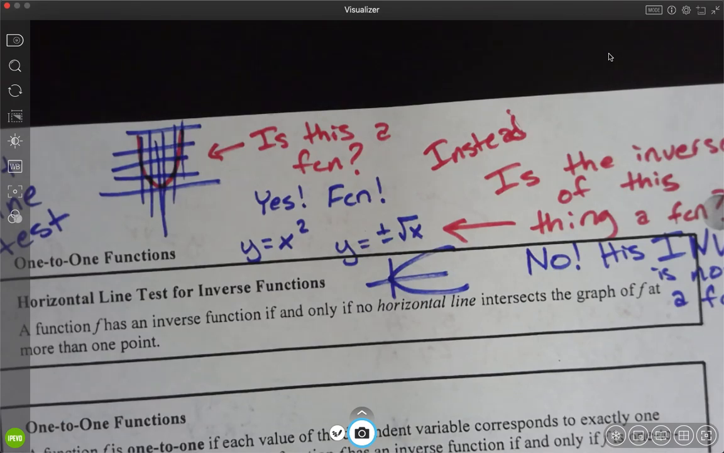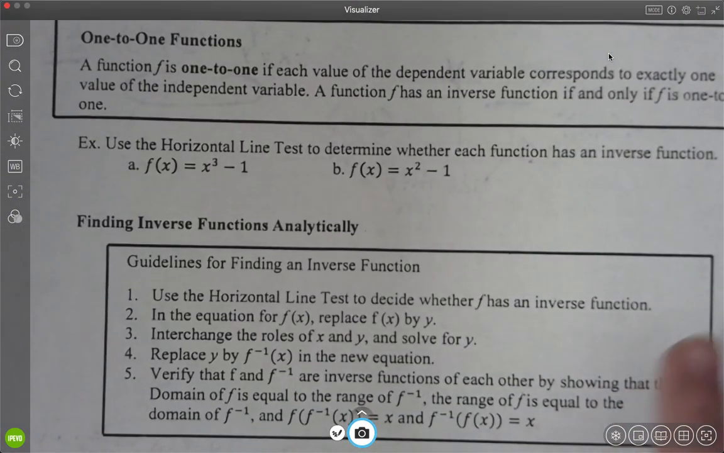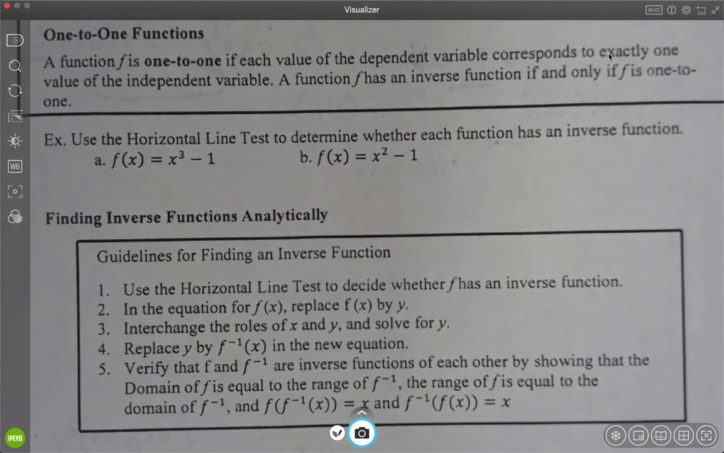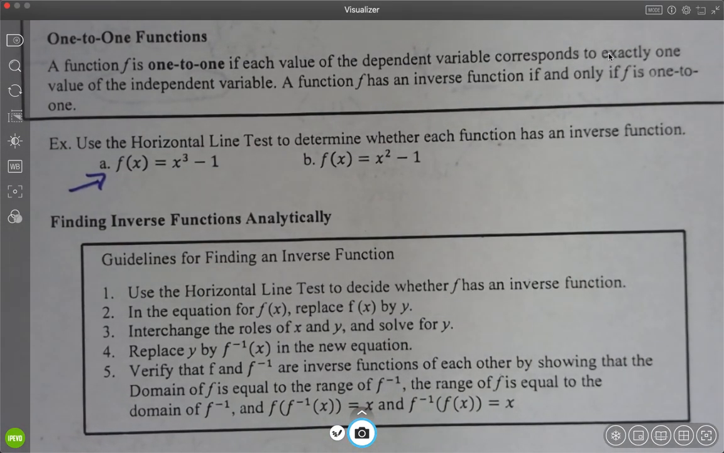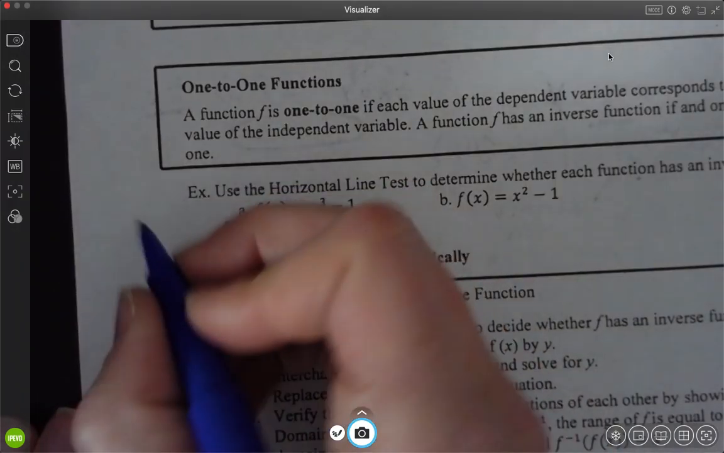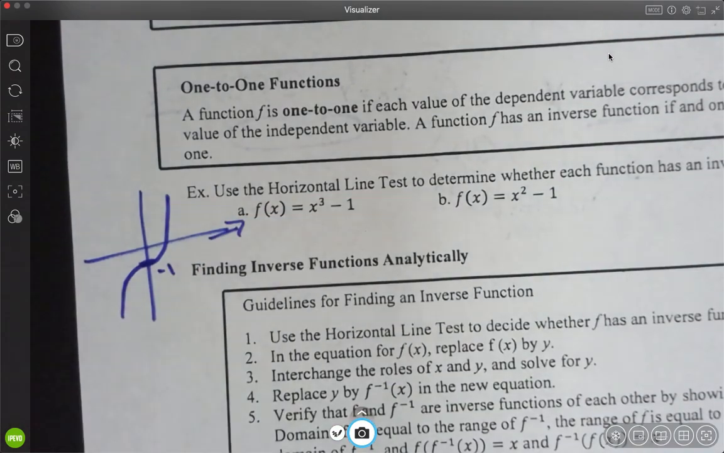Make sense? Okay, I have a lot of people that are like, wait a second, so what do you do? Okay, so use the horizontal line test to determine whether each function has an inverse function, okay? So let's talk about what this looks like: x to the third power minus 1. You know what x to the third power minus 1 looks like? It's x to the third power, this function right here, but shifted down 1. It's at negative 1 right here, right? Okay? So is this itself a function?